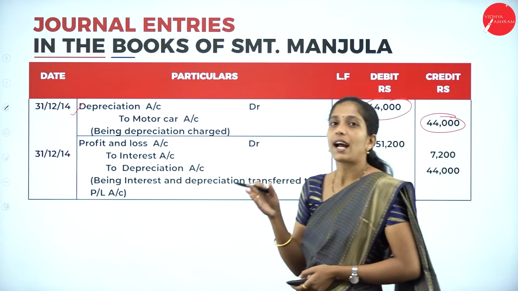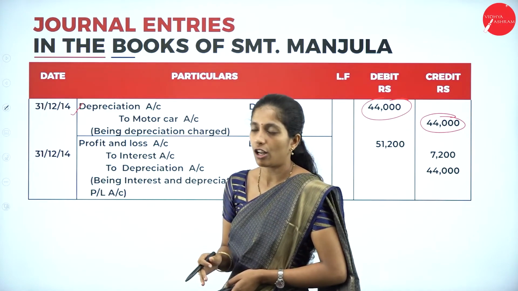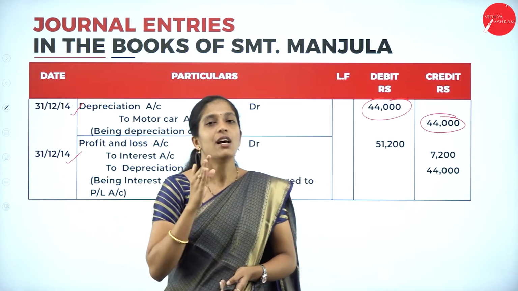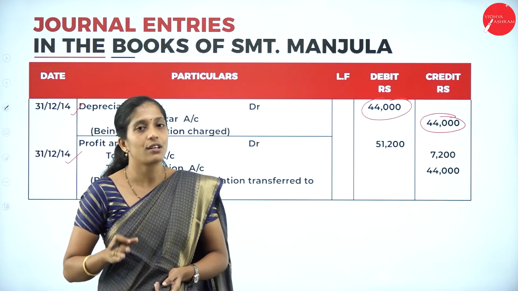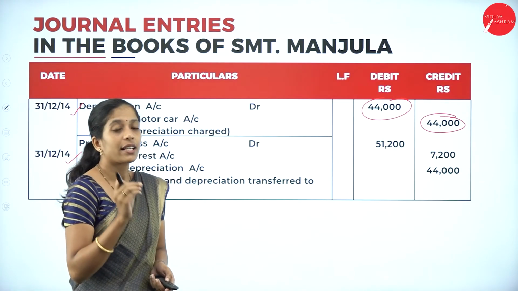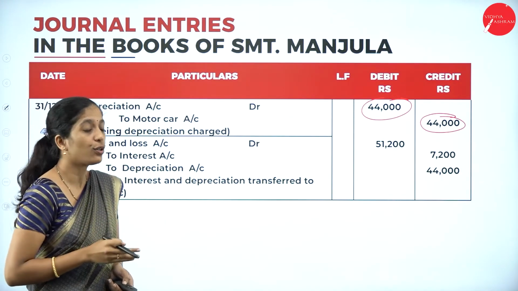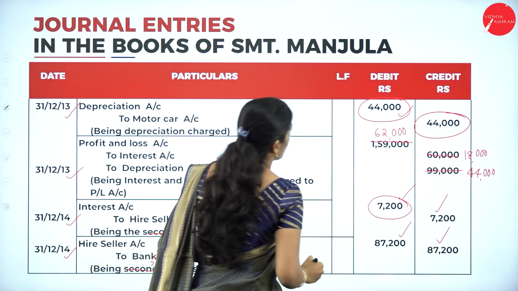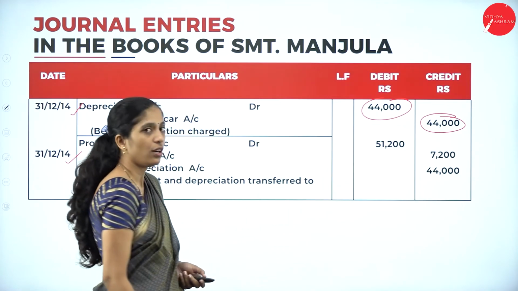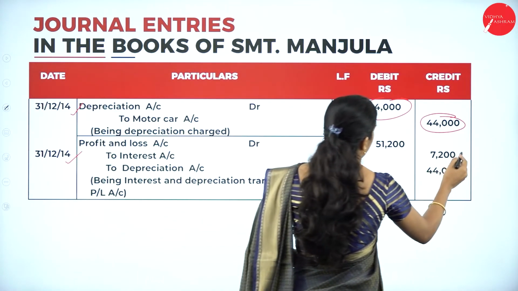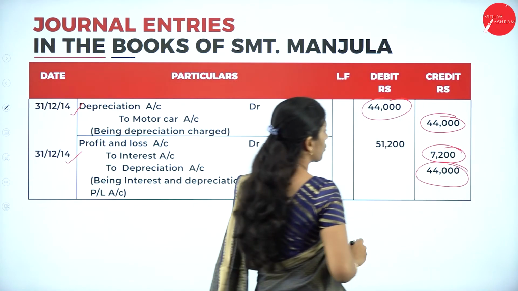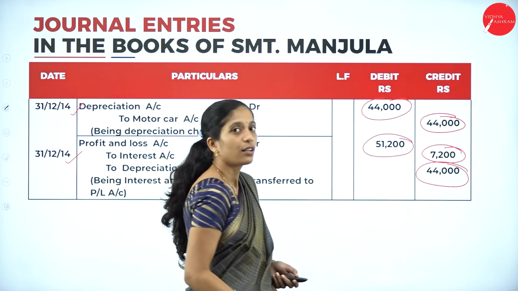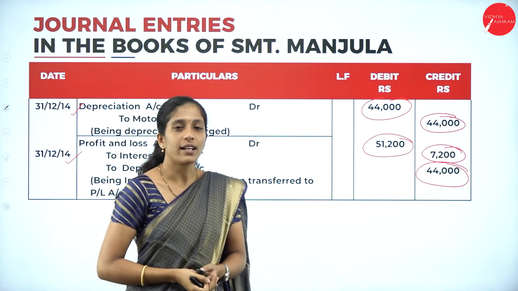Next, transfer that interest and depreciation to profit and loss account. So, this is your last entry, 31/12/2014. What is the entry? Profit and loss account debit to interest account, to depreciation account. That is, third year interest and depreciation has to be transferred to profit and loss account. Now, go through third year interest. So, third year interest is 7,200. Depreciation is 44,000. So write interest 7,200 and depreciation 44,000. Add these two items and write total amount, or total amount has to be transferred to profit and loss account.